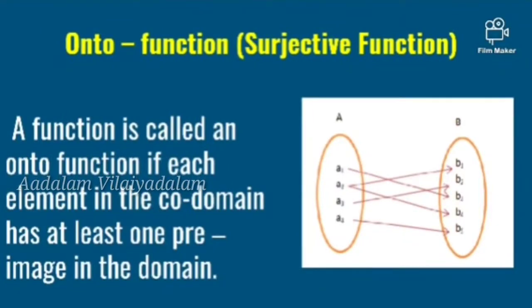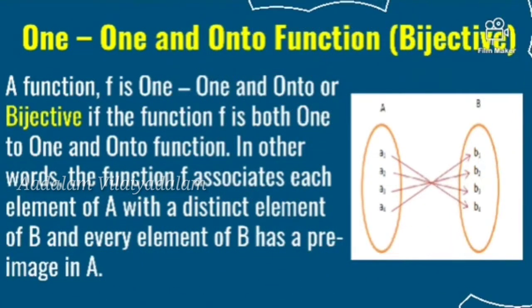Onto function. A function is called an onto function if each element in the codomain has at least one pre-image in the domain. Look at the diagram and understand it more clearly. One-one and onto function, which means bijective. A function f is bijective if it is both one-to-one and onto. In other words, f associates each element of A with a distinct element of B, and every element of B has a pre-image in A.